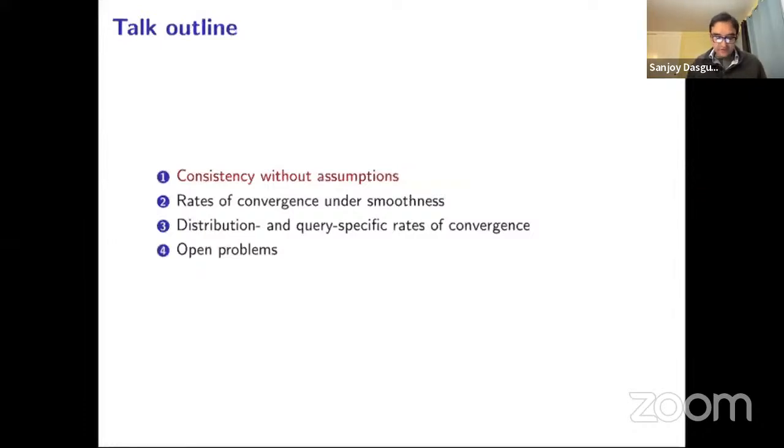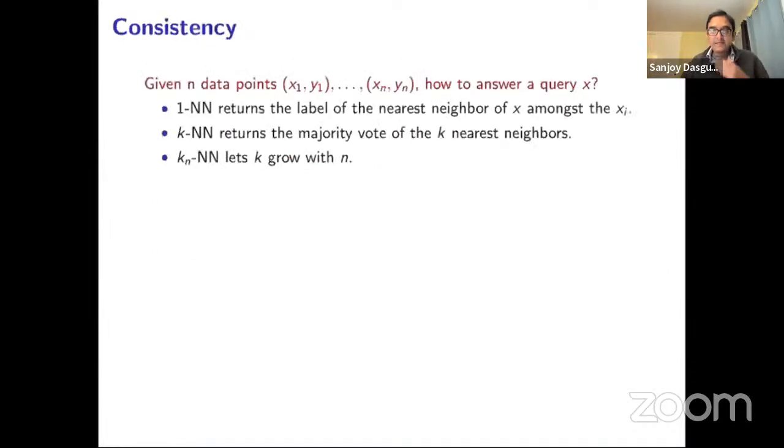So these are the things I'll talk about. Getting consistency, that's actually just converging to Bayes optimality, but doing it without any assumptions. Then rates of convergence under smoothness conditions, and then rates of convergence that are really accurate for the individual distribution. Okay, so let's start with consistency. Let's say we have this training set, x1 through xn, and their labels. How do we answer a query?